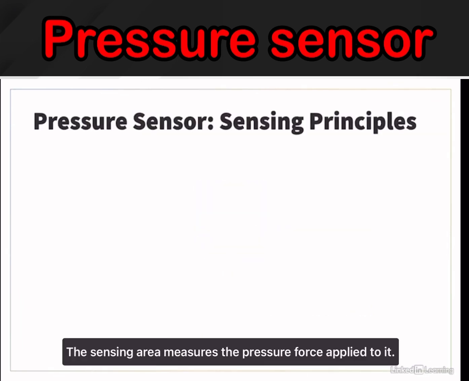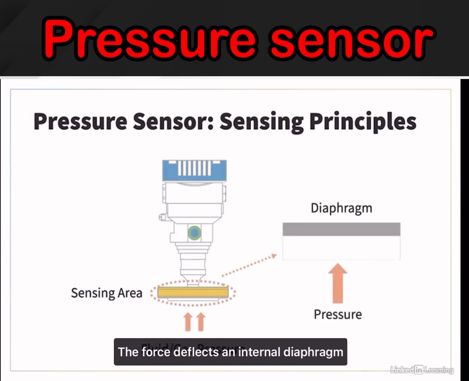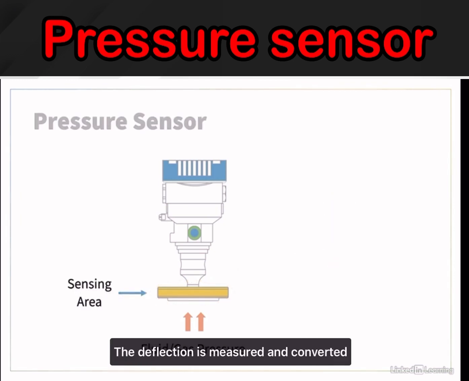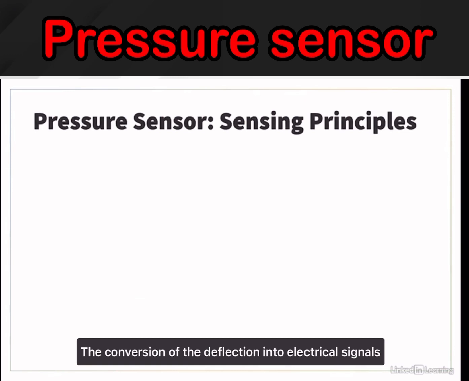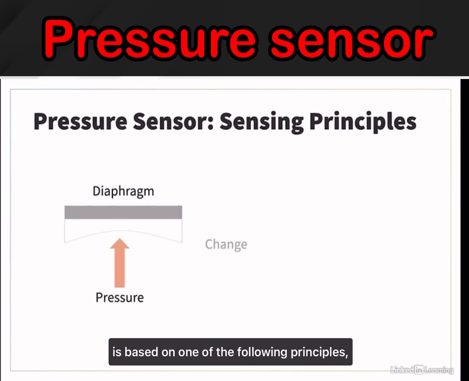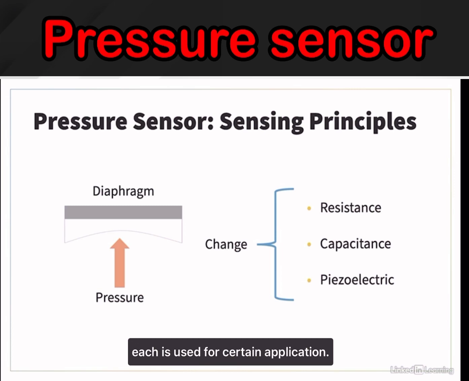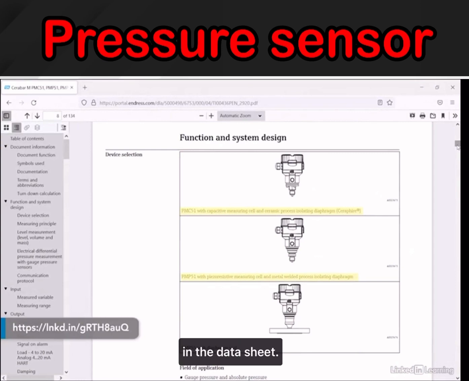The sensing area measures the pressure force applied to it. The force deflects an internal diaphragm inside the sensing area. The deflection is measured and converted into an electrical output by the transmitter. The conversion of the deflection into electrical signals is based on one of the following principles: a change in resistance, capacitance, or piezoelectric. Each is used for certain applications. The sensing principle is usually mentioned in the datasheet.